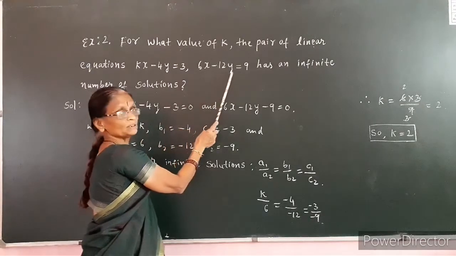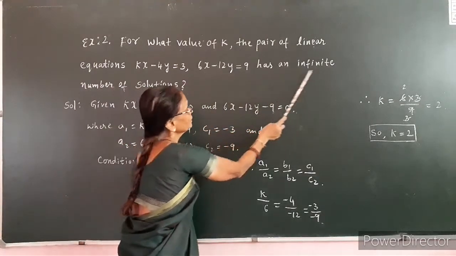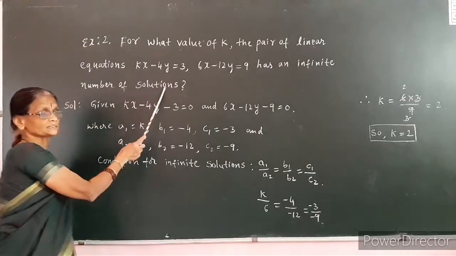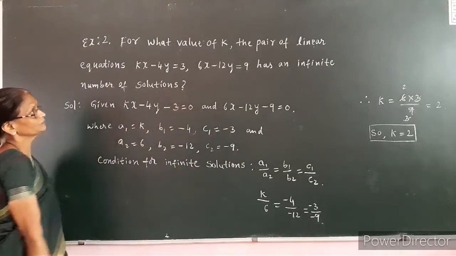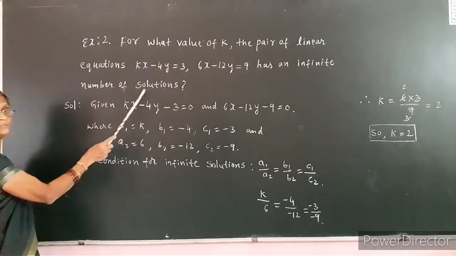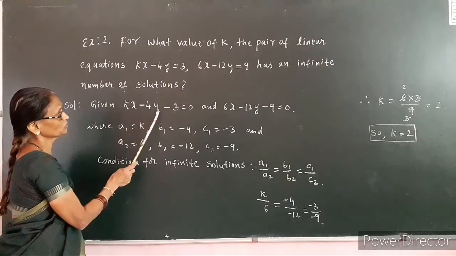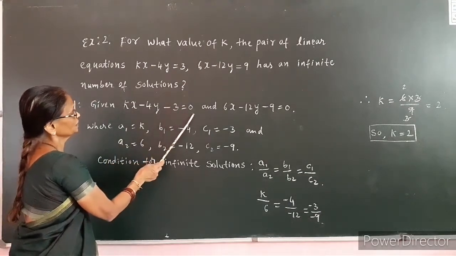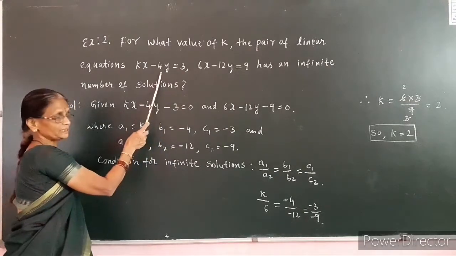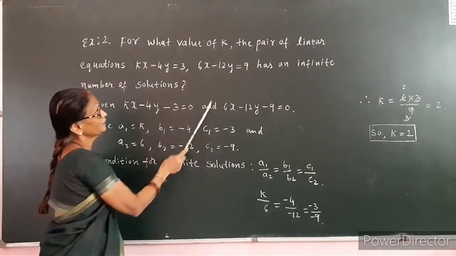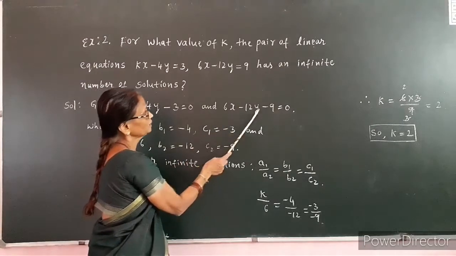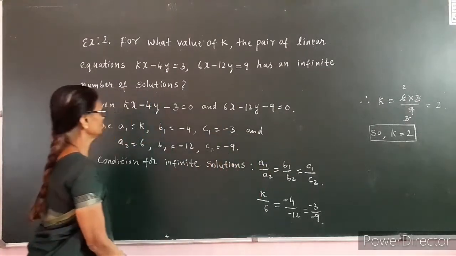Example 2: for what value of k does the pair of linear equations kx - 4y = 3, 6x - 12y = 9 have an infinite number of solutions? Here the condition given is that the lines have an infinite number of solutions. Given kx - 4y - 3 = 0, the 3 is transposed to the LHS, it becomes -3, and 6x - 12y - 9 = 0.